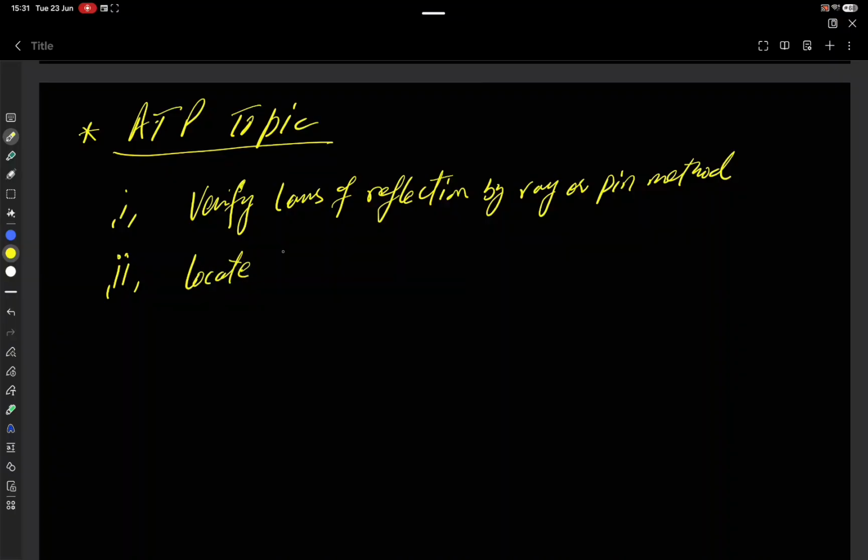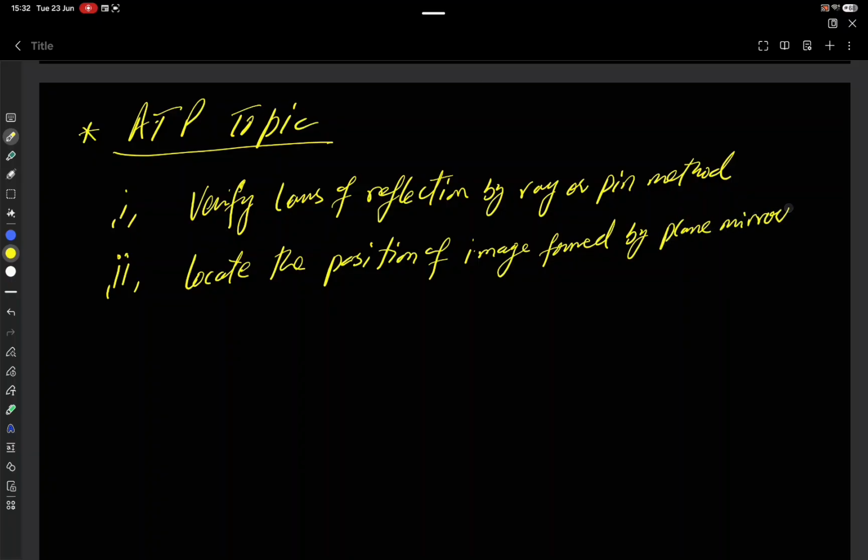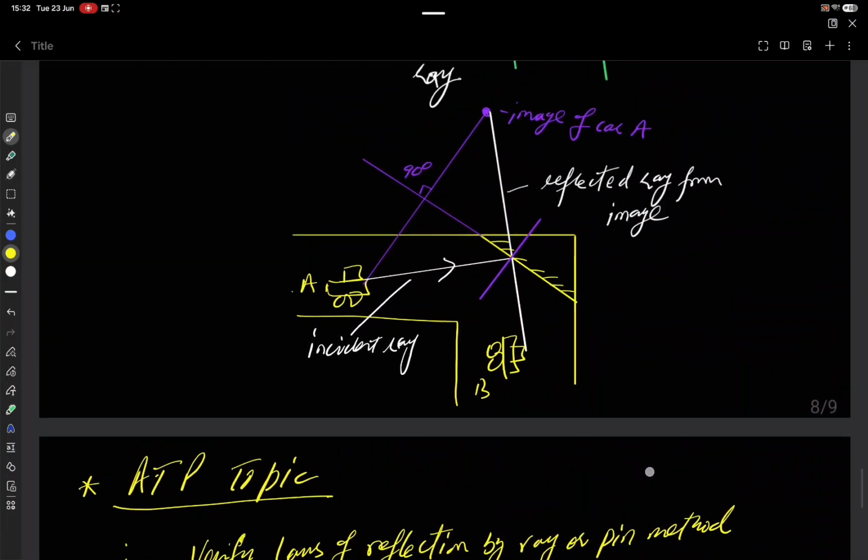Locate the position of the image formed by a plane mirror using the pin method. So these are the topics of the ATP. Thank you.